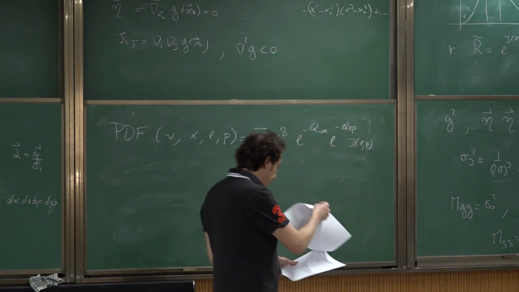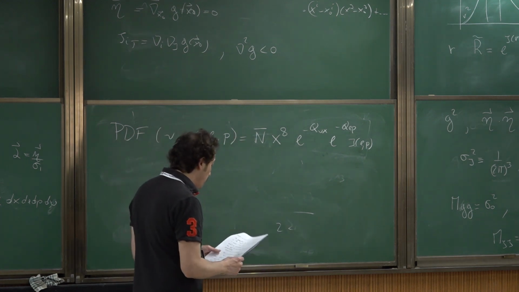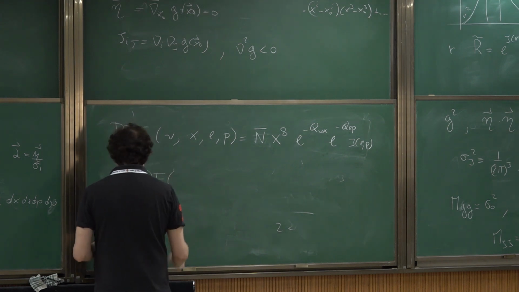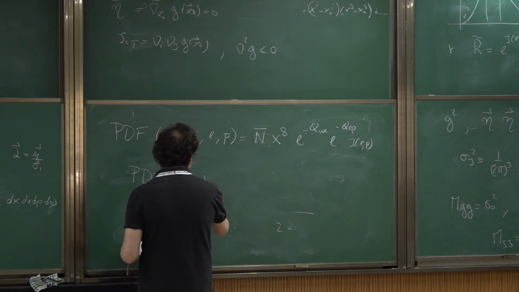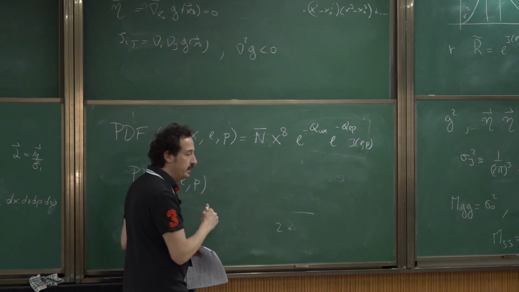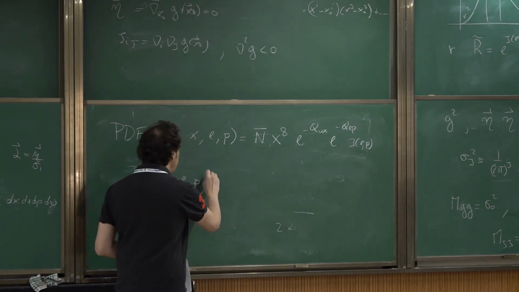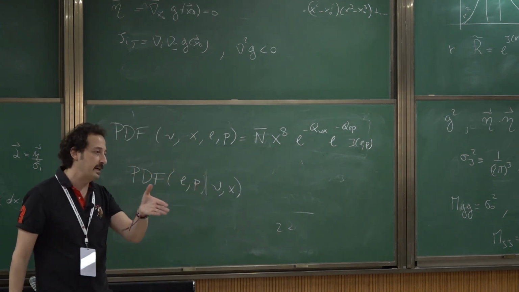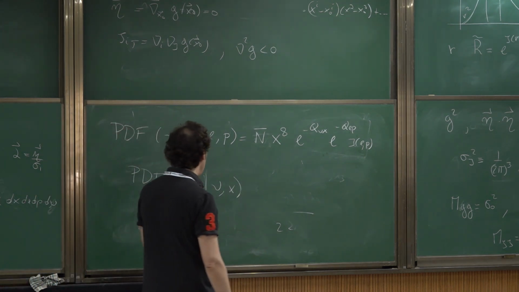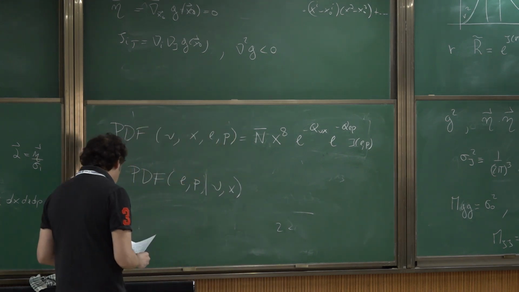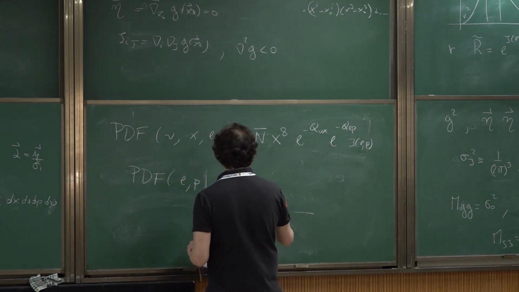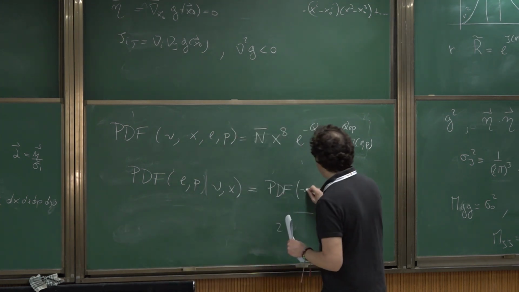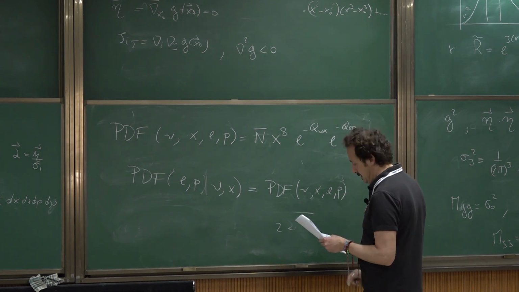What we want to ask is: what is the probability distribution of e and p, the ellipticity and prolateness, because we want to know whether the system is spherical, given a value for nu and x. So given a threshold, over threshold, and a value for the curvature. How do I do that? This is Bayes' theorem. This is the PDF on nu, x, e, and p.